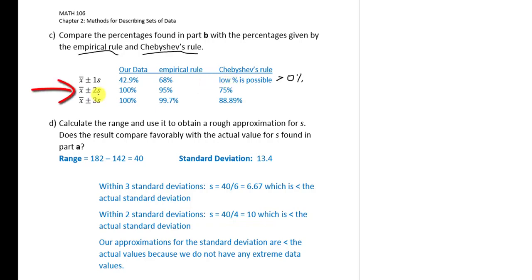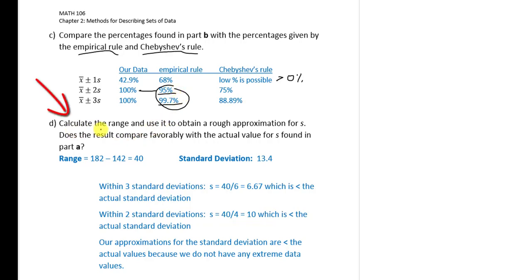X bar plus or minus 2 standard deviations, 100% of our data falls in this area, and the empirical rule expects 95%, so we have at least met that percentage. Chebyshev's rule, 75%. So our data does follow with the empirical rule. Within the 3rd standard deviation, again, our data has 100% of the measurements falling in this range. Empirical rule expects almost all of the data, 99.7%. So our data could follow the empirical rule.